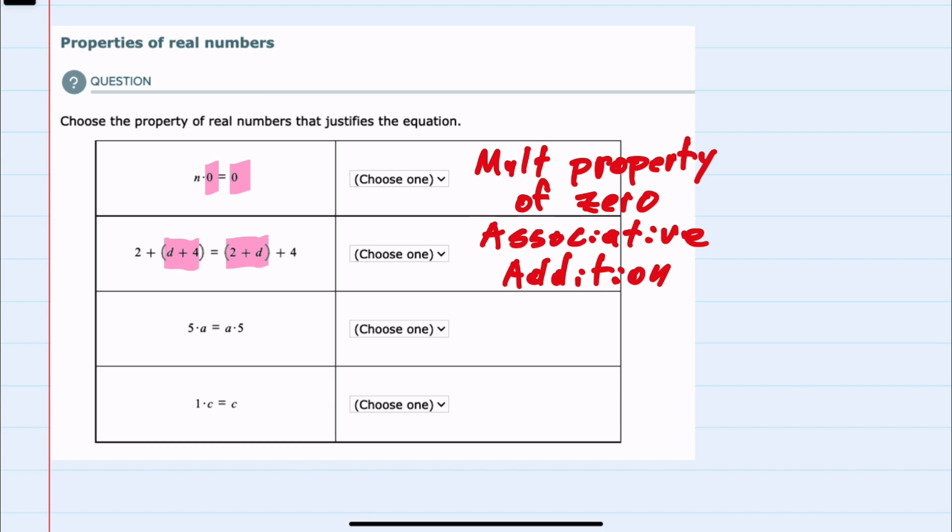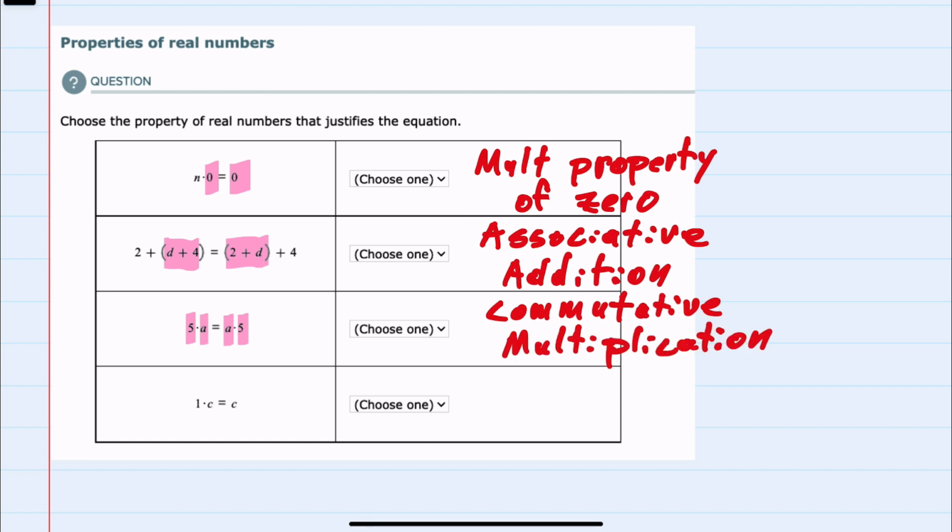In the third example, we have multiplication. However, the left and the right, the order is changing. And we said that when the order changes, that is the commutative property. And we can change the order for addition or multiplication. So this is the commutative property of multiplication.